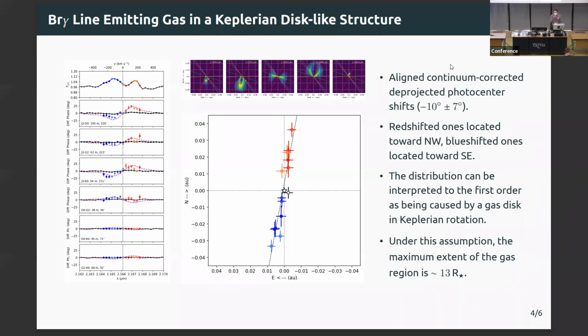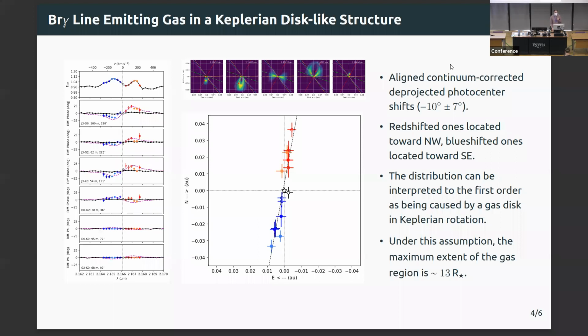From the differential phase, we derive the pure line photocenter shifts, and we can see that they are all aligned with a position angle consistent with the outer rings. We note also that the blueshifted points are located toward the southeast, and the redshifted points are located toward the northwest. This can be interpreted as a gas disk in Keplerian rotation.